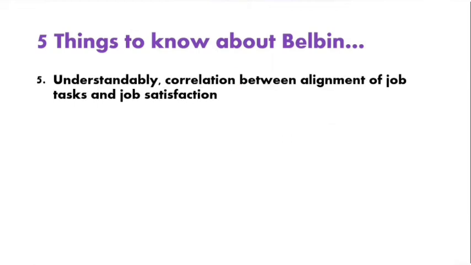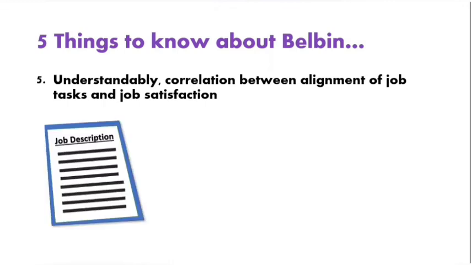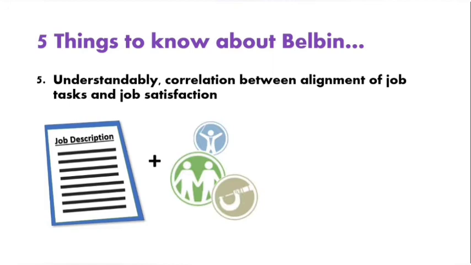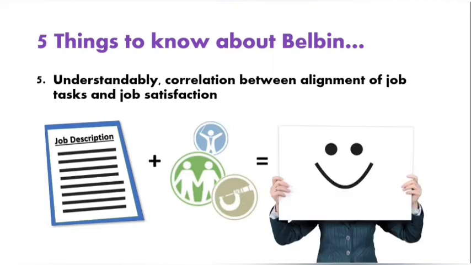Now, our 5th point is essentially that there is a correlation between the alignment of job tasks and job satisfaction. And why is this important? Because if a job description containing job roles or tasks is aligned with your Belbin profile, undoubtedly this will lead to greater job satisfaction because your strengths are in harmony with the job description you've been given. And that's powerful.